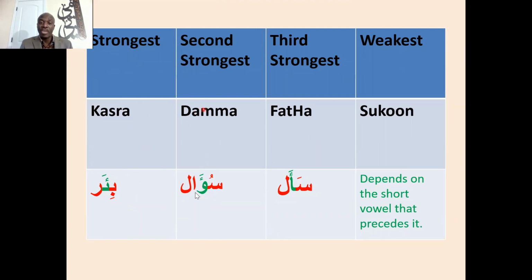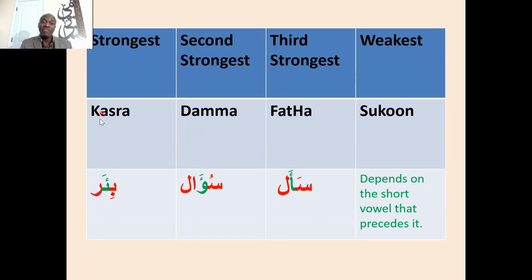And also we have the second strongest, and that is the dhamma. Here's the dhamma. So the dhamma is the second strongest, the third strongest is the fatha, and the last one, the weakest, is the sukun. The sukun just looks like this, a tiny o, and we put it on top of a letter. That's the sukun. So the sukun is the weakest one.